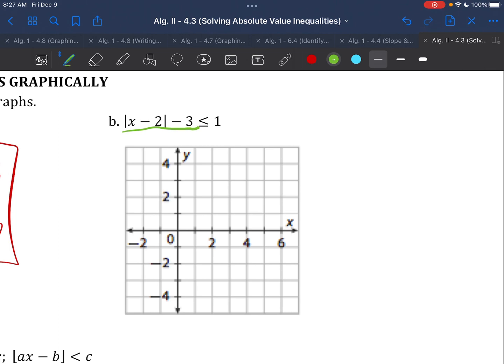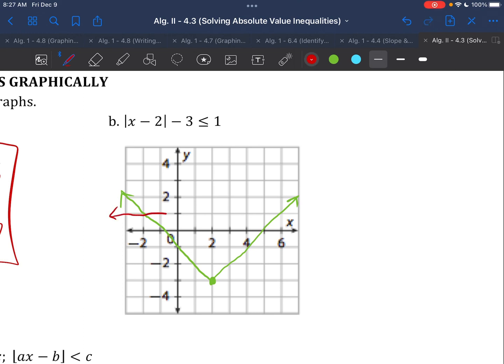On to example B. We have to graph this one on our own. So you can start by graphing the absolute value part, the absolute value of x minus 2, minus 3. I suggest you try graphing that on your own. So the graph is going to go 2 to the right and 3 down for the vertex. So we do 2 right, 3 down, and the slope is 1. So we draw that in each direction.